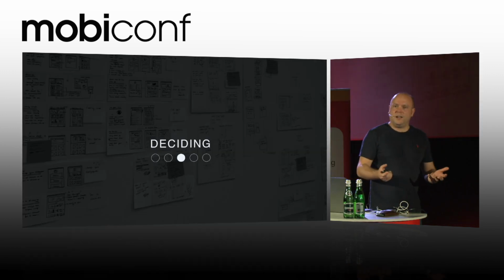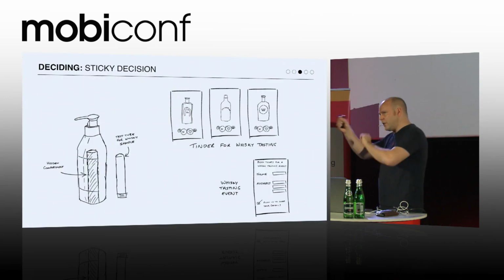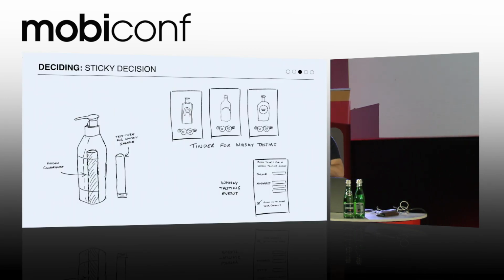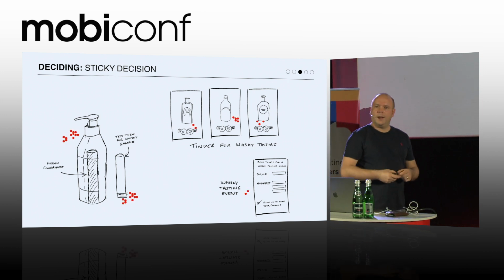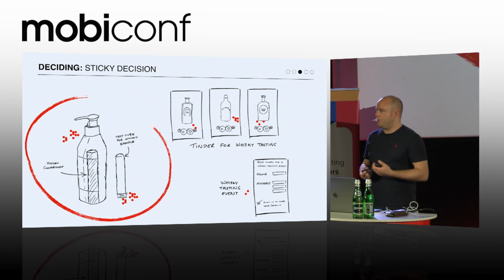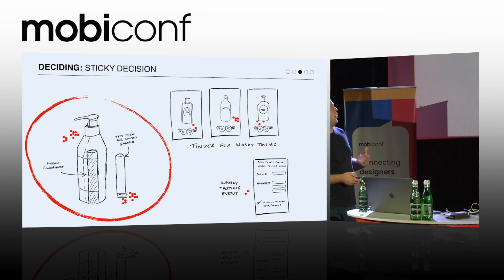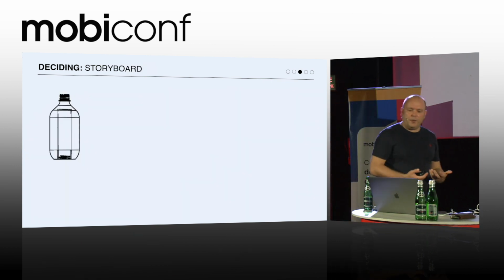So we're on to deciding day. We're rapidly moving through that third week, and we start to dot vote again. Which of these options is going to work? In this case, the bottle comes out. We don't have very long, so we have to explore it very quickly. Straight away we start moving into storyboarding.